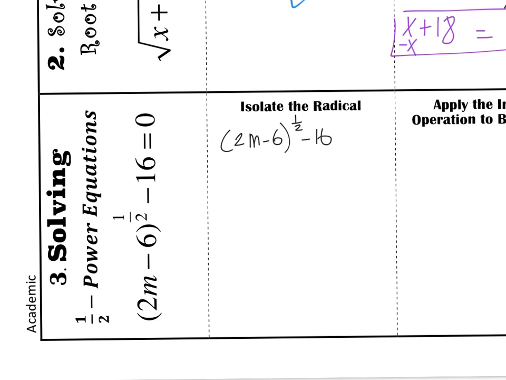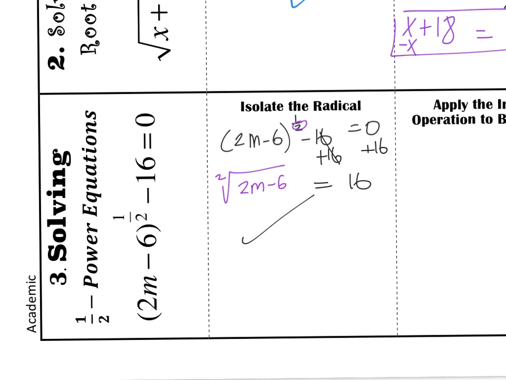Now to be able to solve this one, I have to isolate the radical. Since the bottom of this fraction is a 2, the index of this radical is a 2, and 2m minus 6 goes inside the radical. The 1 on top of the fraction is your power. Since it's just a power of 1, I don't have to write it down. Now for negative 16, I have to add 16 to both sides. So I end up having equals 16, and there you go.